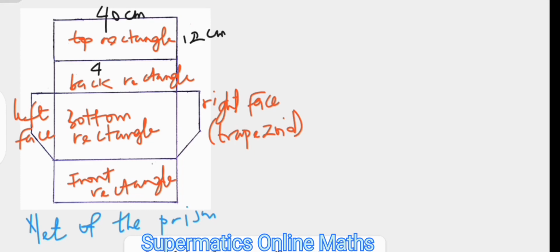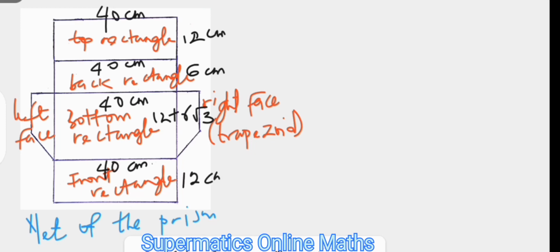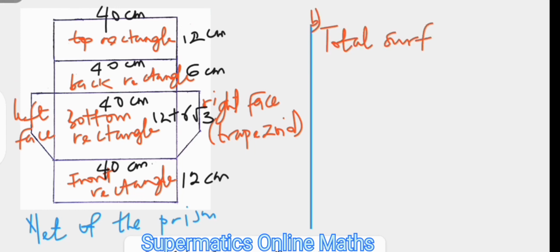The back rectangle, 40 centimeters in length, 6 centimeters, that's the H, in width. The bottom rectangle, 40 centimeters in length and 12 plus 6 root 3 centimeters in width, while the front rectangle also 40 centimeters in length and 12 centimeters in width. So let's find the areas of each of them in order to get the total surface area.